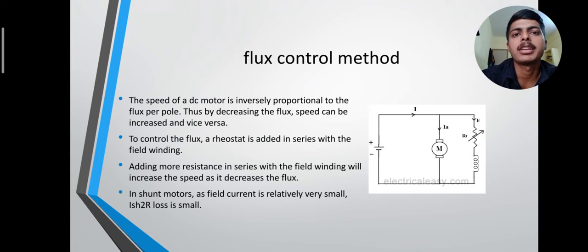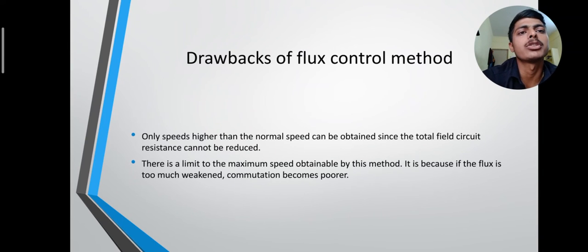Myself Prathamesh Kumar Madi, roll number 2156014. I present the flux control method. The speed of a DC motor is inversely proportional to the flux per pole. Thus by decreasing the flux, speed can be increased and vice versa. To control the flux, a rheostat is added in series with the field winding. Adding more resistance in series with the field winding decreases the flux and increases the speed. In a shunt motor, the field current is relatively very small, so the I squared R loss is small.